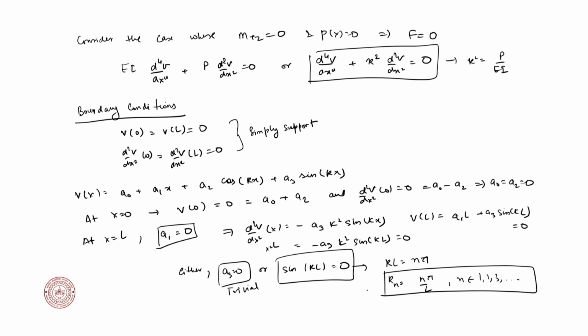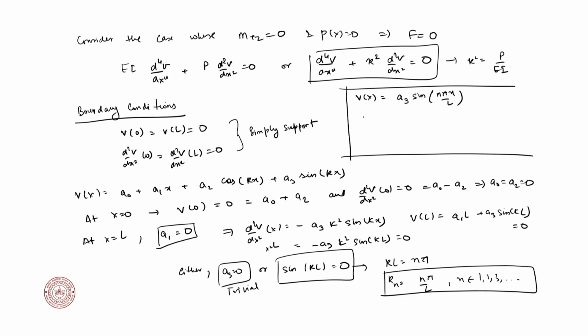Okay, that is your k of n. Therefore, if we write it quickly over here, our v of x will be equal to, now what we have is only A3 and n. So, v of x will be equal to A3 over L. Our critical load Kn, which is n pi over L, is also equal to P over EI. For n equal to 1, that is the first oscillation mode, our P critical will be equal to pi EI over L.